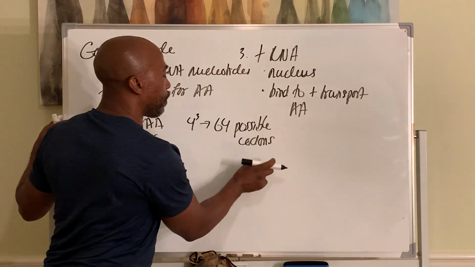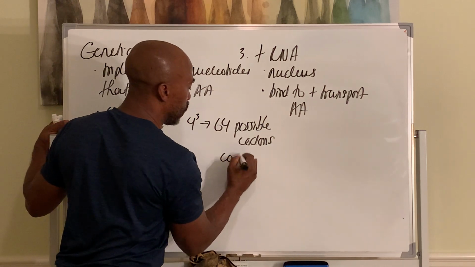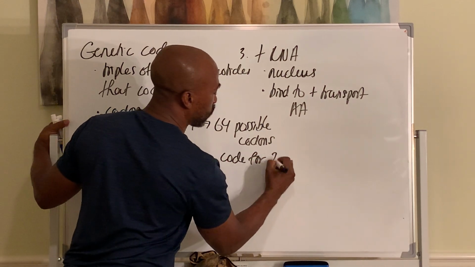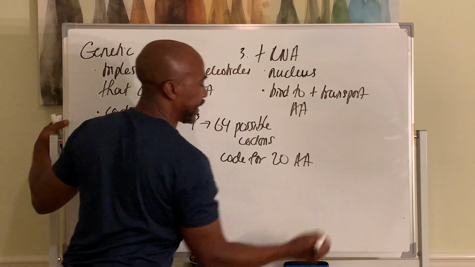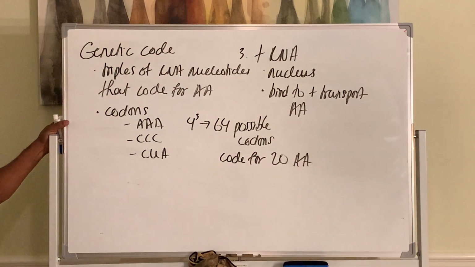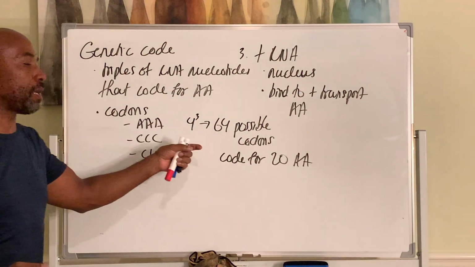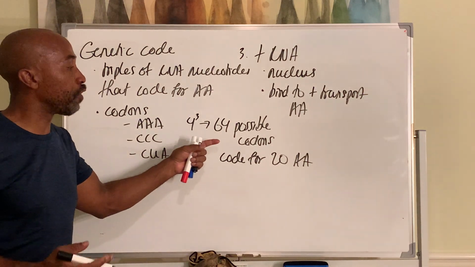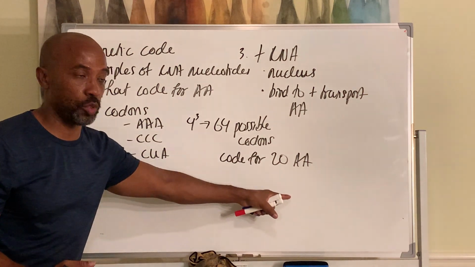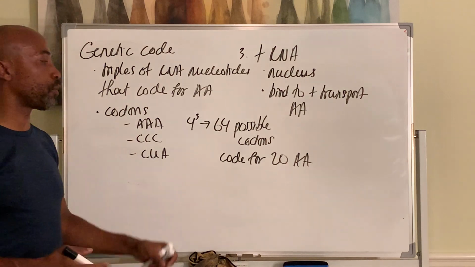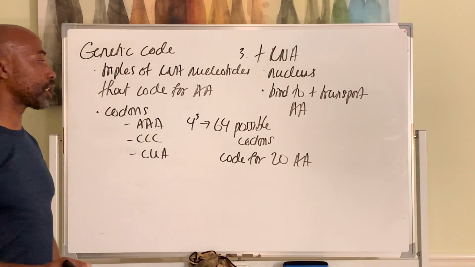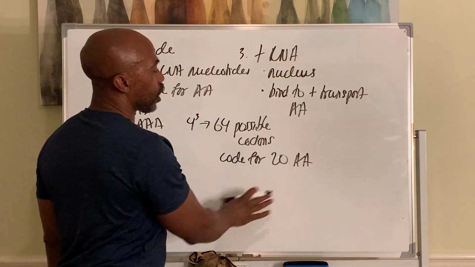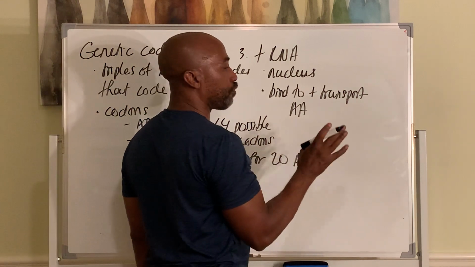These 64 possible codons code for 20 amino acids, which means you must have repeats of codons, maybe 3 or 4 codons code for the same amino acid. Otherwise, you would only have 20. So there's some redundancy there in your codon structure. Of the 64 codons, I want you to know 4 of them.